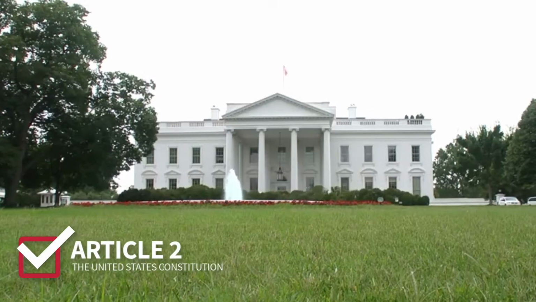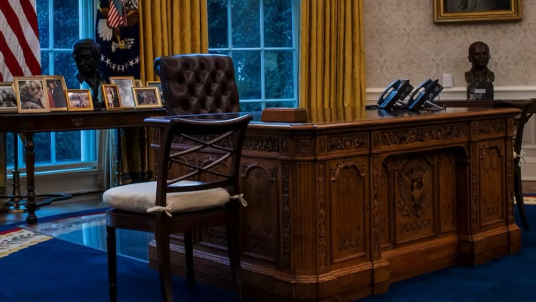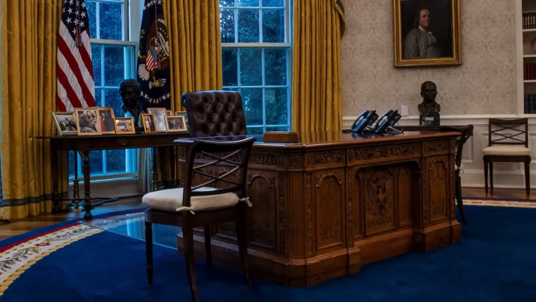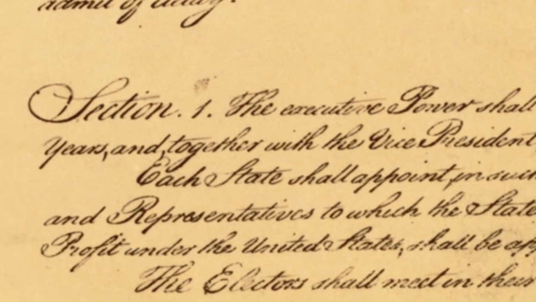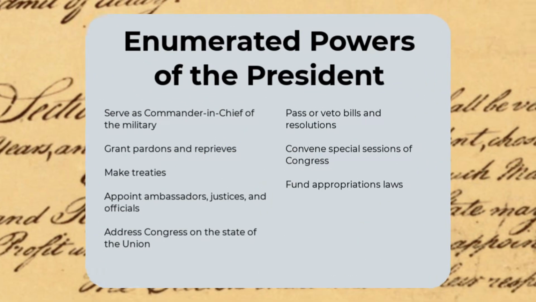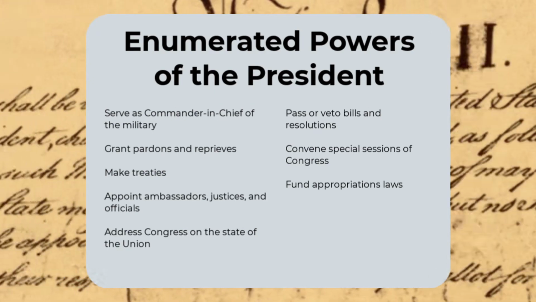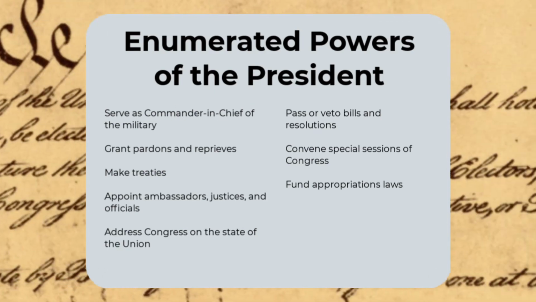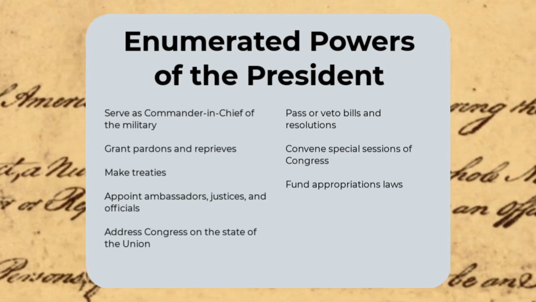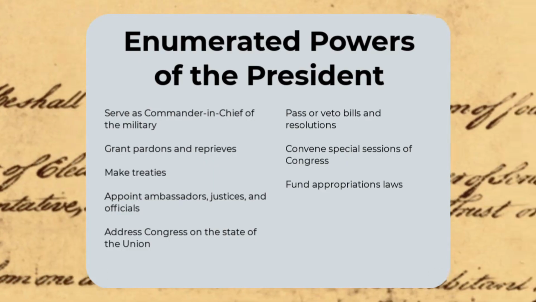Article 2 creates the executive branch, which is headed by the President of the United States of America. The President is a single chief executive responsible for executing and enforcing federal laws. Article 2 outlines the President's primary responsibilities and enumerated powers, including serving as commander-in-chief of the military, granting pardons, making treaties, appointing ambassadors, Supreme Court justices, and other officials, and delivering the State of the Union address to Congress.